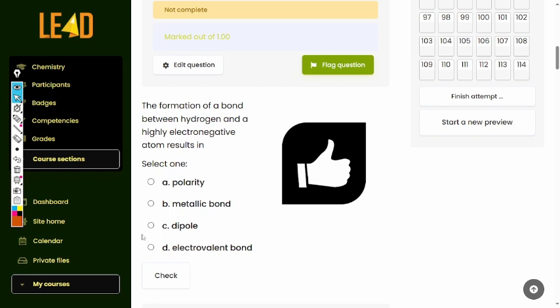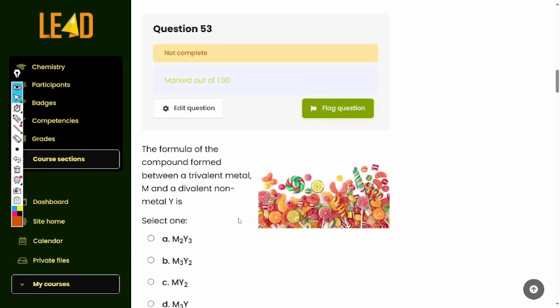So usually you're going to end up with a dipole. A dipole is just a molecule where there are 2 poles, where one pole is positive and the other pole is negative. So that happens in hydrogen bonds. You're going to get a dipole.